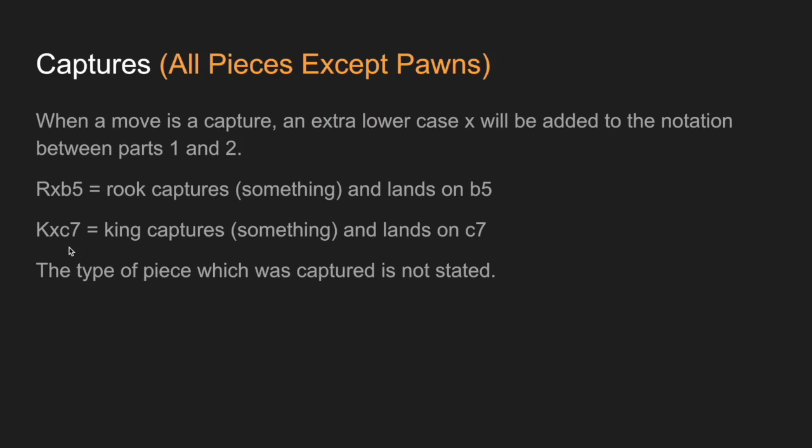What about for captures? When a move is a capture, a lowercase x will be added to the notation between parts 1 and 2. So Rxb5 means rook captures something on b5, Kxc7 means king captures something on c7. The type of piece that's captured is never stated in the notation.